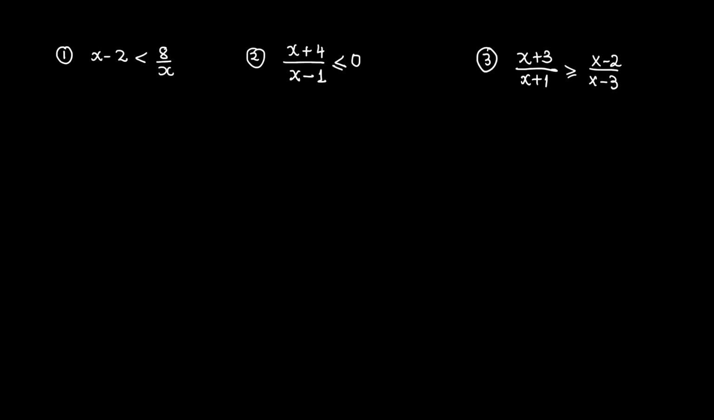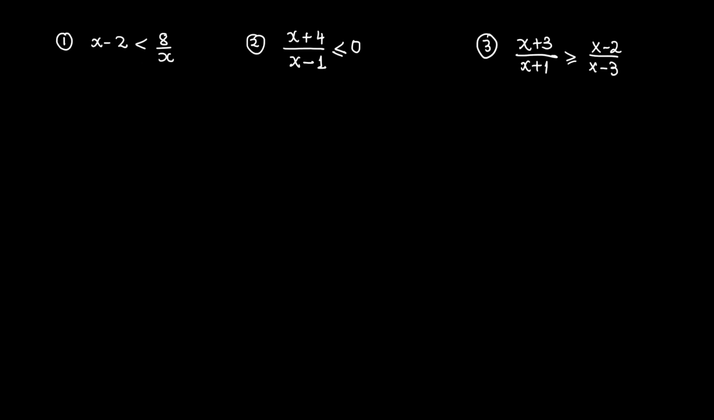In this section, we solve rational inequality. We have three inequalities that we are going to solve. Let's start with number one. The first thing I do, I want to have a fraction on one side and 0 on the other side.